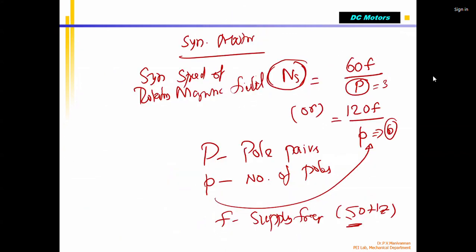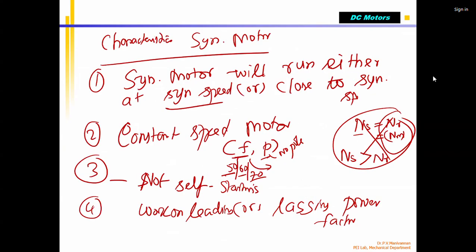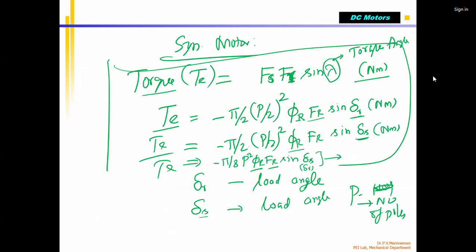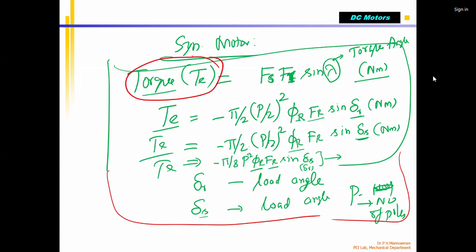Question I have. Yes, please. Can I ask, sir? Definitely. The equation that you have written is basically Fs into Fr multiplied by sine lambda, right, sir? Yes, that is called the torque angle. And lambda is basically the load angle or torque angle, whatever you call it? Lambda is called the torque angle, and this is the torque produced by the motor. Sorry, torque angle. Load angle is delta.